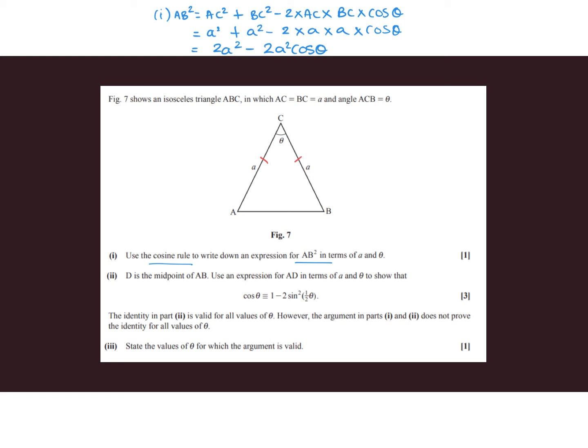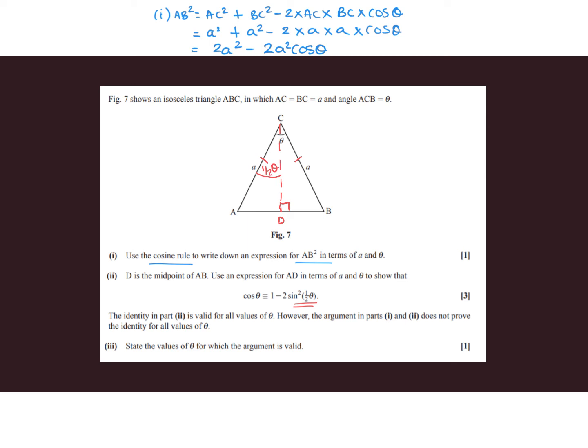Part 2. D is the midpoint of AB. Use an expression for AD in terms of A and theta to show this result here. So, D is the midpoint of AB. Now, you can see this result involves sine of a half theta. So this is really setting us up to split the isosceles triangle into two halves, and to label this angle here with its value, which is a half theta.